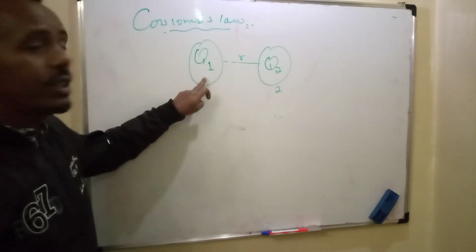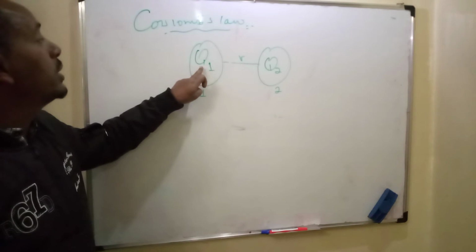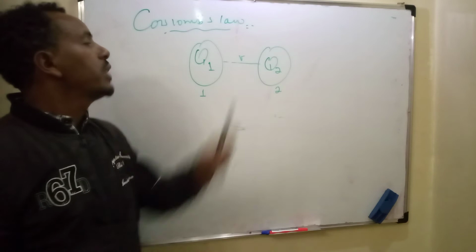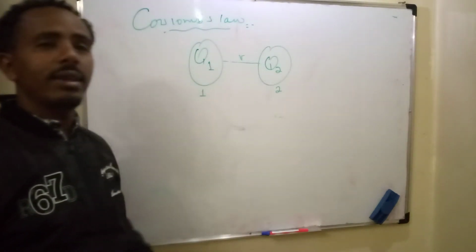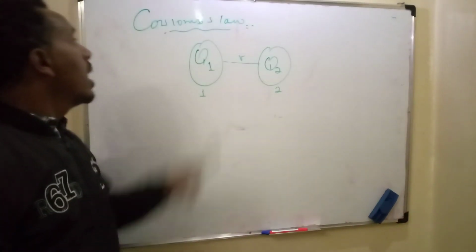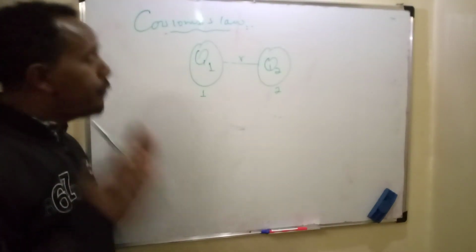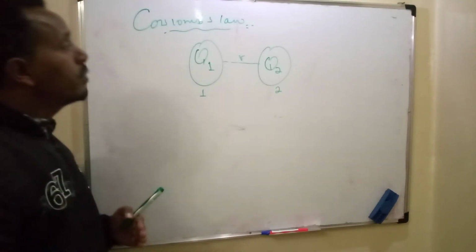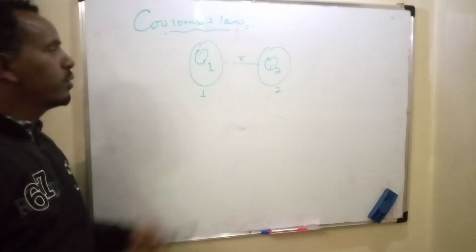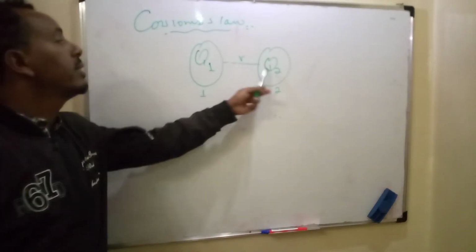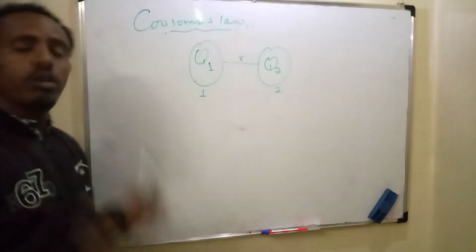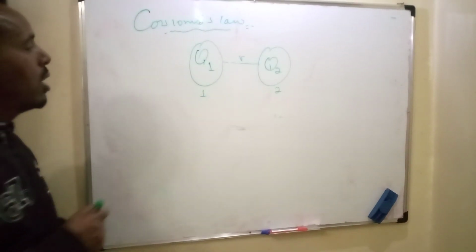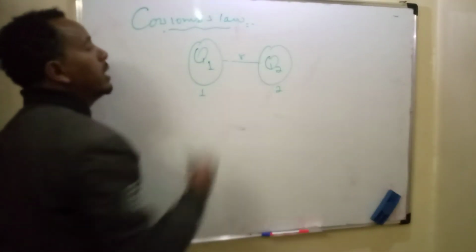Sphere 1 carries a magnitude of charge q1 and sphere 2 carries a magnitude of charge q2. They are found at a certain distance r from each other. According to this law, the force formed between these two point charges may be an attractive force or it may be a repulsive force. It depends on the sign of the charge carried by the two spheres.